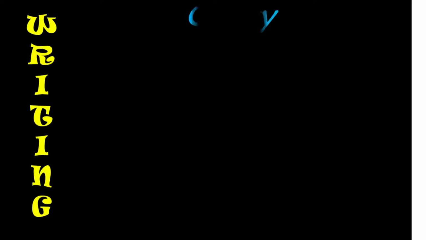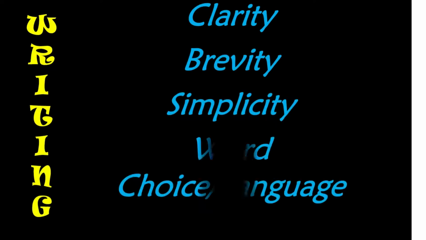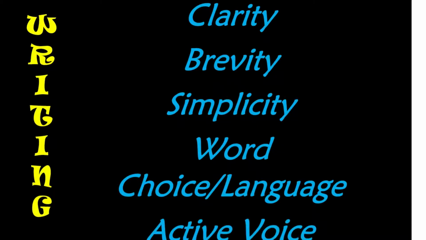The second stage is the writing. Writers should consider the following principles in composition writing: clarity, brevity, simplicity, word choice or language, and active voice.